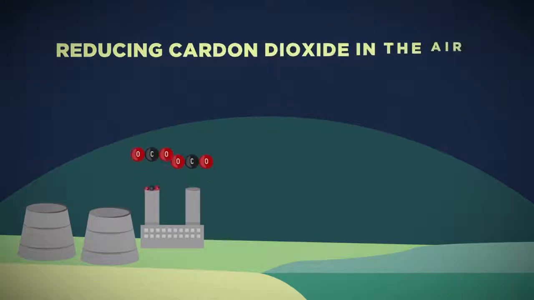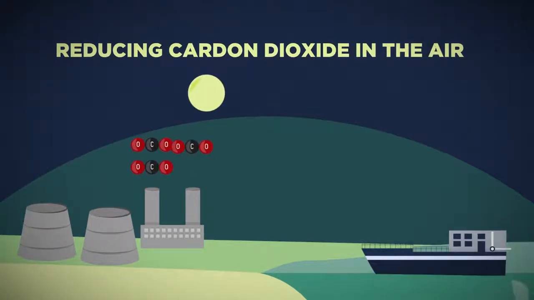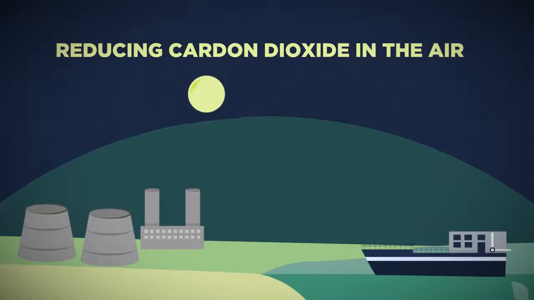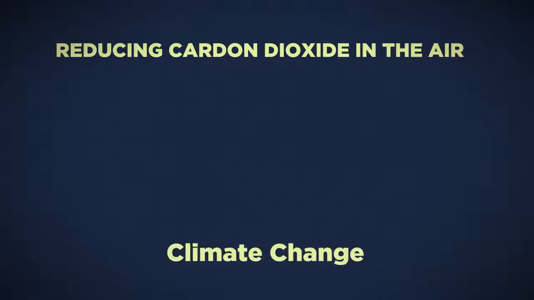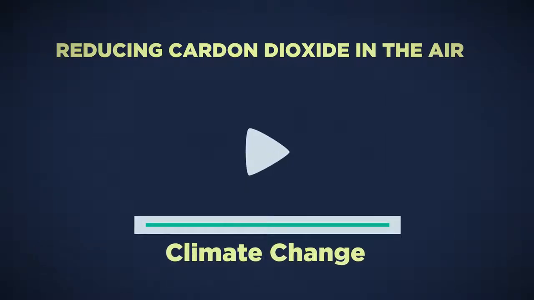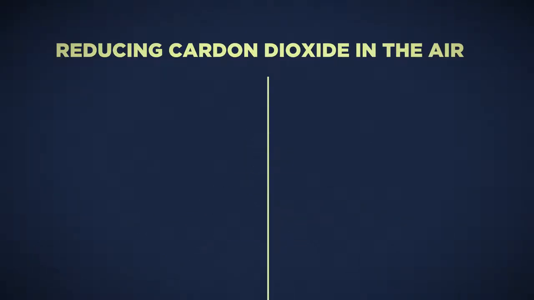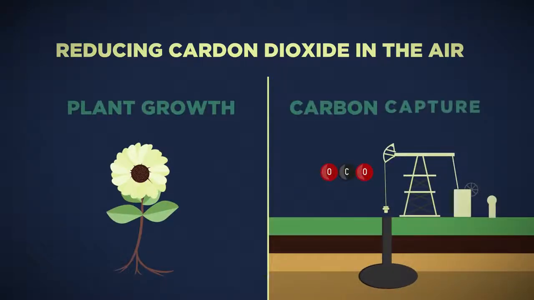Reducing carbon dioxide in the air. The Earth's atmosphere today has a concentration of carbon dioxide nearly 50% higher than just 100 years ago. This has come mainly from our use of fossil fuels and is the cause of climate change. See our linked video. Here we consider two ways to remove some of this carbon dioxide from the atmosphere: plant growth and carbon capture.